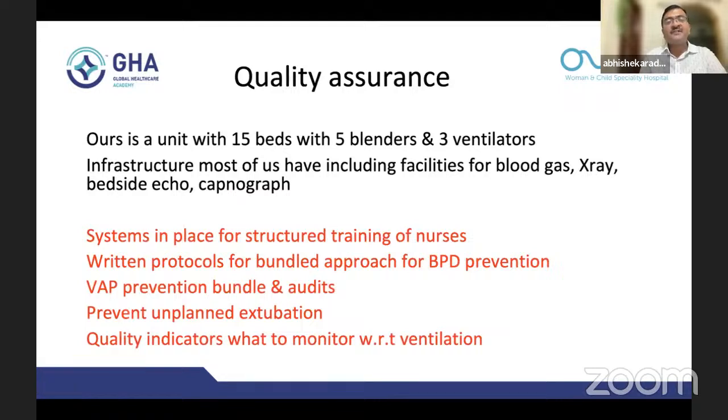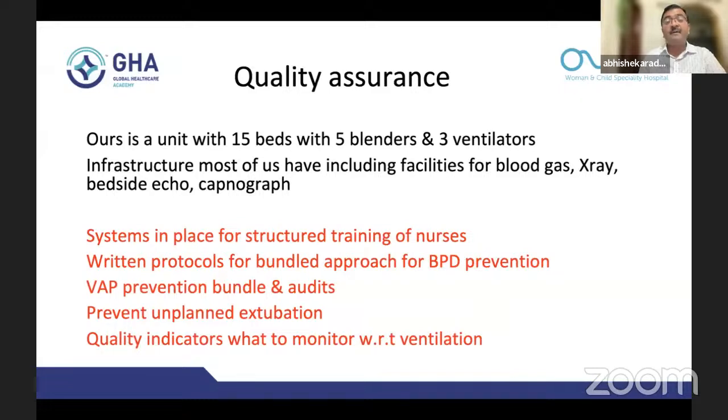So most of our units have 15 beds. Most of us maintain 50% of ventilator beds, including non-invasive ventilation. Most of us have good infrastructure. But do we have systems in place for structured training of nurses? Our nurses are trained in neonatal nursing. Does it include continued training on respiratory care? So we have a bundled approach for most of the infections of late, but should we have one for BPD prevention?